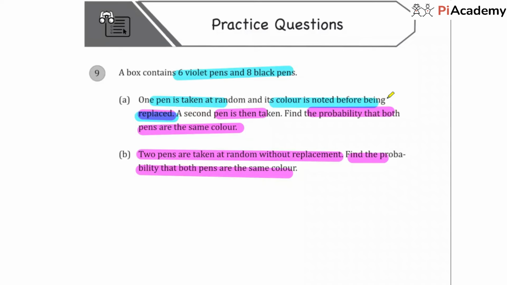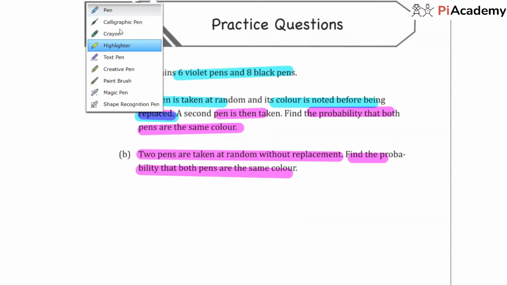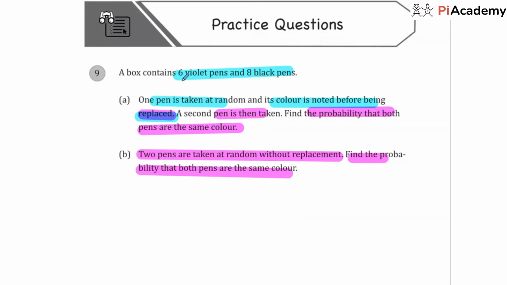Go ahead, Rahul. So basically, for part A, the violet is going to be 6 out of 14 and black pens will be 8 out of 14. So you draw a probability tree diagram. One branch is going to be for violet and one for black. The violet will be 6 out of 14 and the black will be 8 out of 14. Then on the violet section, you draw another branch, which will be 6 out of 14 and 8 out of 14. And for the black branch, you'd have 6 out of 14 and 8 out of 14.